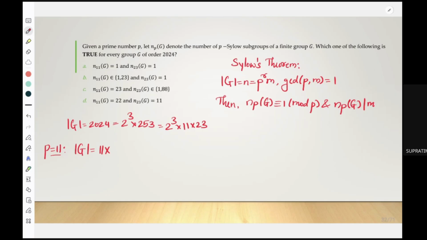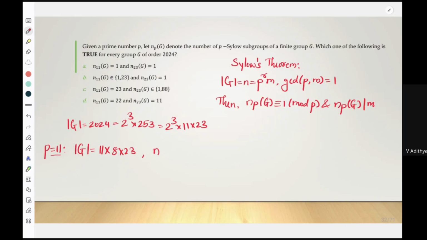Sir, here n_p of G must divide n or m? It must divide n in general, but since we have n_p of G congruent to 1 mod p, it's enough that it divides m, because its coprime part would be. Yes. So you have 8 times 23.